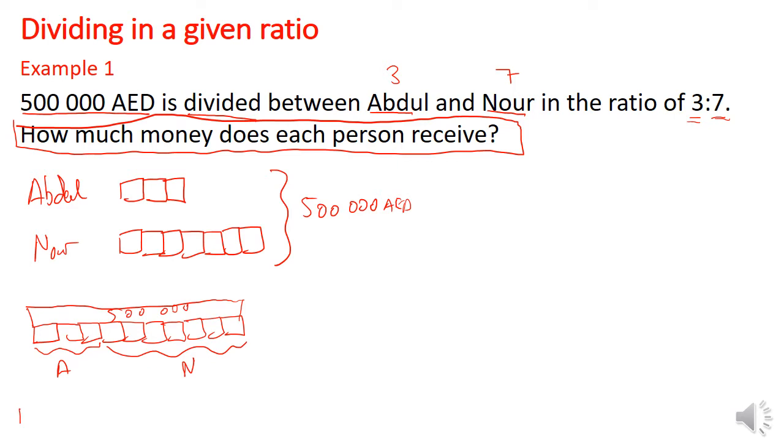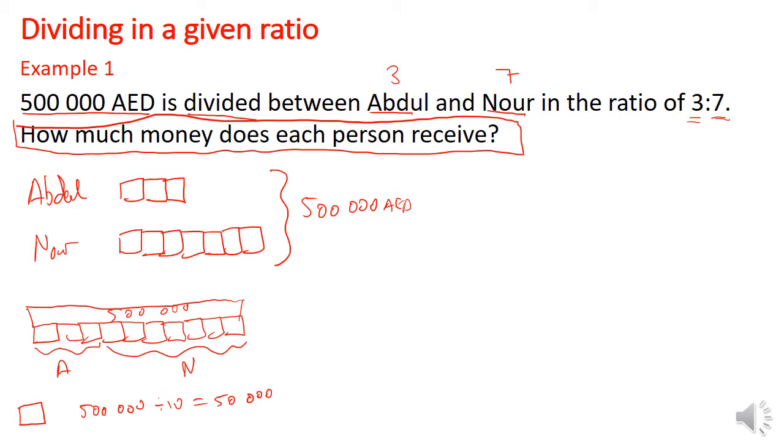So if we find out the value of one of those parts, to do that, we've got 500,000 divided between 10 of them, because there are 10 parts in total. So to find out one of those, we do 500,000 divided by 10, and that's equal to 50,000 dirhams. So each one of those little parts is worth 50,000 dirhams.